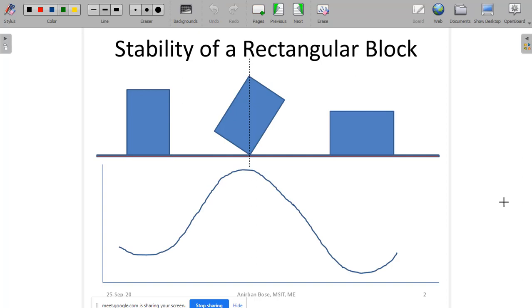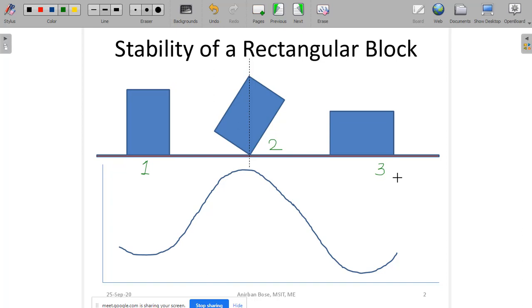So let us first try to understand what we mean by the stability of the equilibrium through this particular rectangular block. Now see, in the first figure you can see there is a rectangular block. Let us consider this is figure number 1, and the same rectangular block in the second figure is in a different orientation, and in the third configuration you can see this is again in a different orientation.